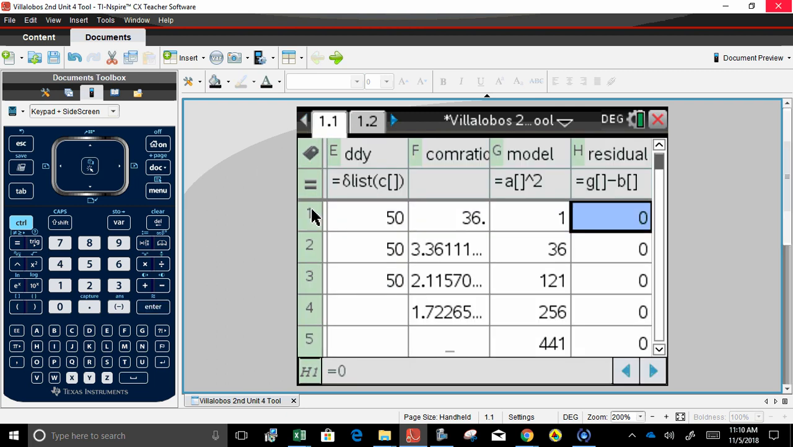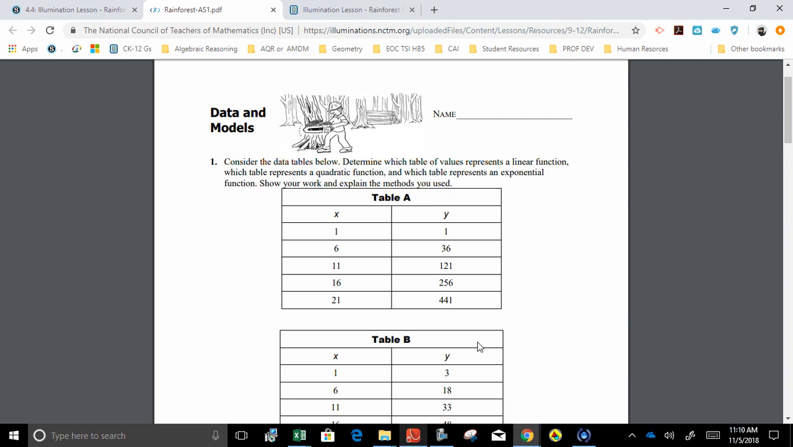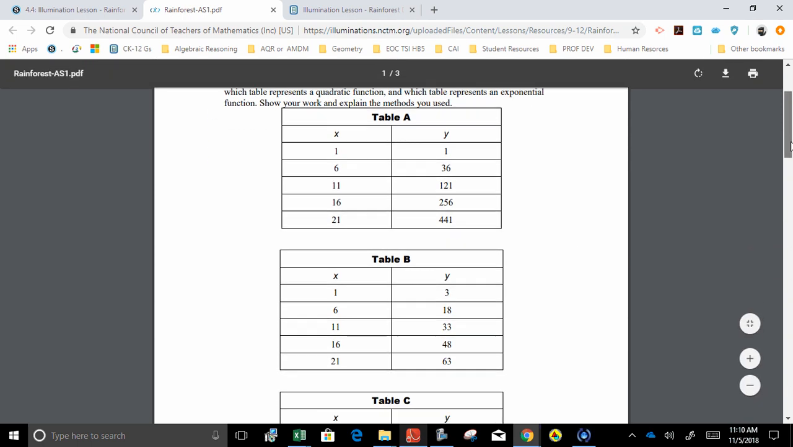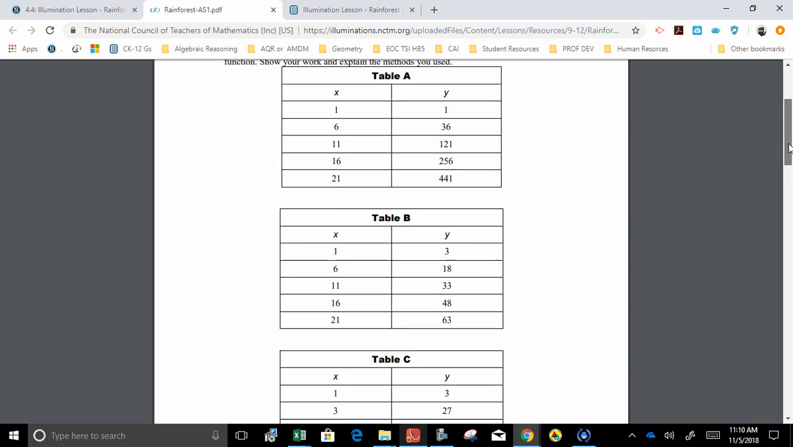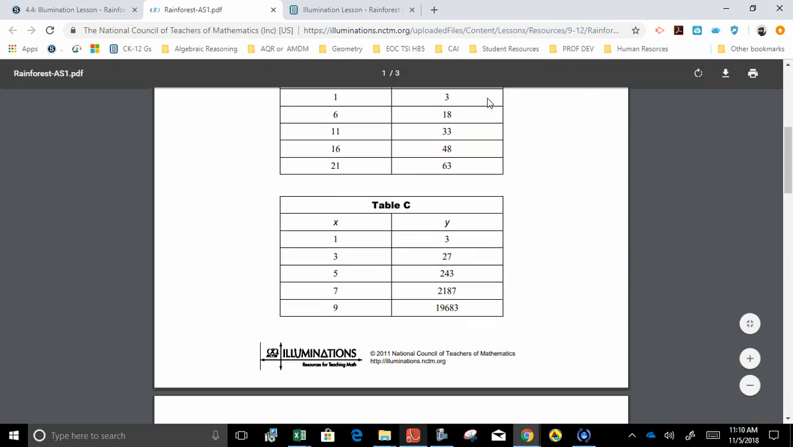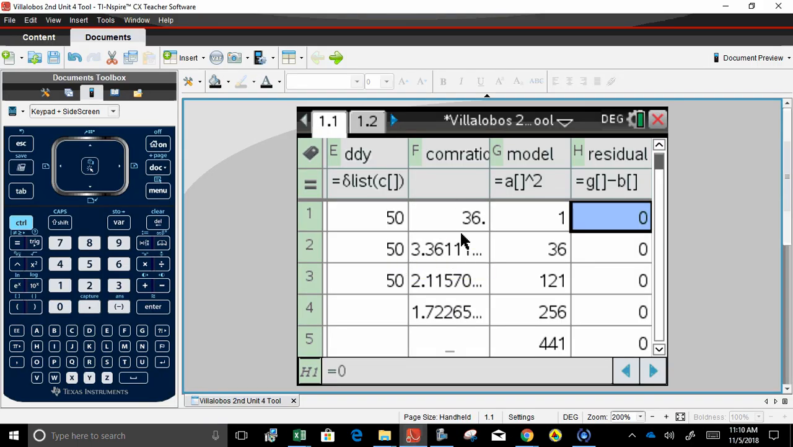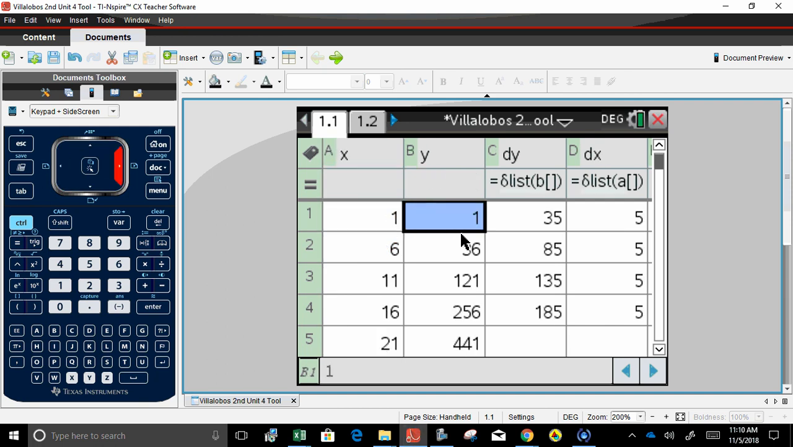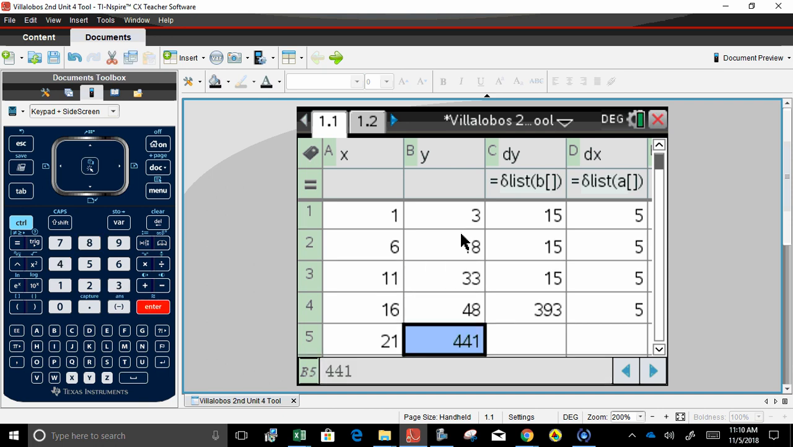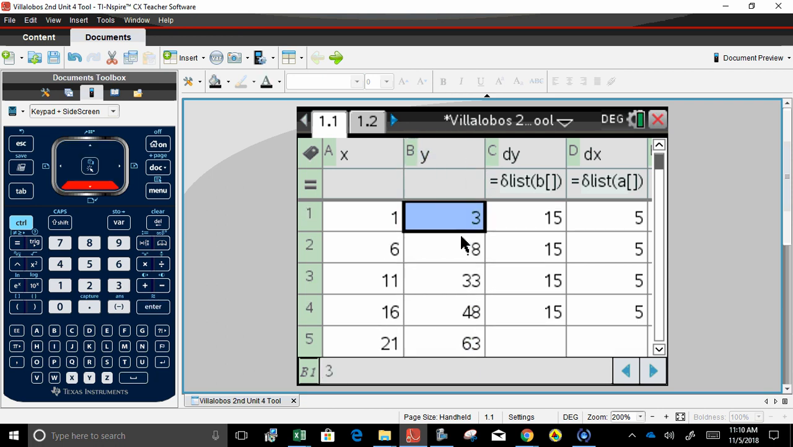Now, what you need to do is go to the other things. Look at table B. So we've established that A is just the squares. What's B? It looks like the domain is the same, but the output is different. The output is 3, 18, 33, 48, 63. I need someone to read that for me. What was it? 3, 18, 33, 48, and 63.